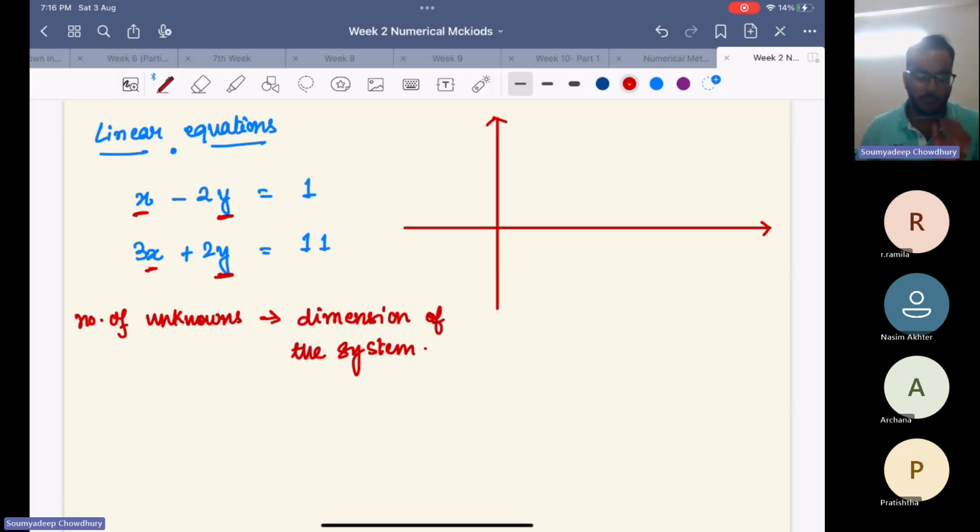So here we have two unknowns. So this is a 2D system. That is, we will plot our equations in a 2D plane. That is, we'll have two axes, x and y, and in that we will plot. So now if I ask you to plot these equations, so x minus 2y equals 1, how will you plot these equations in this 2D plane?